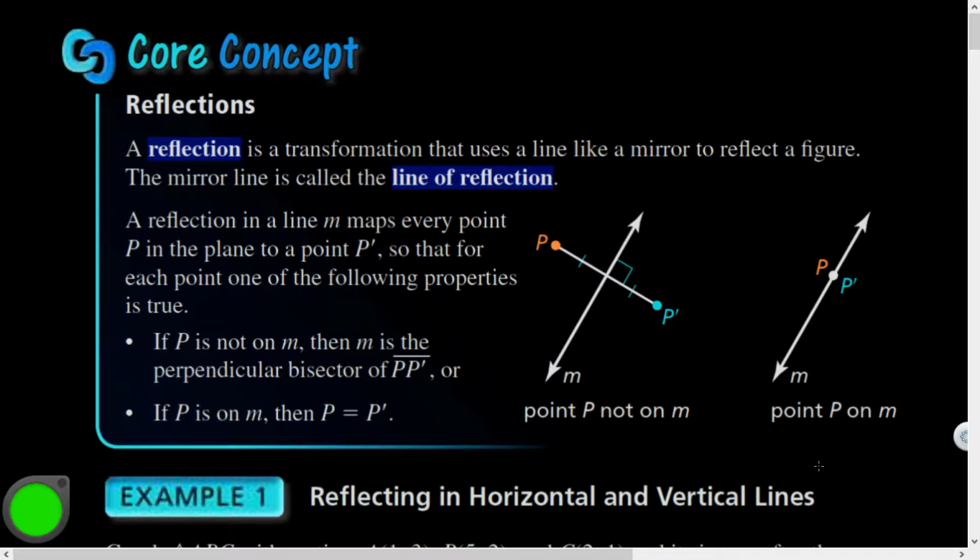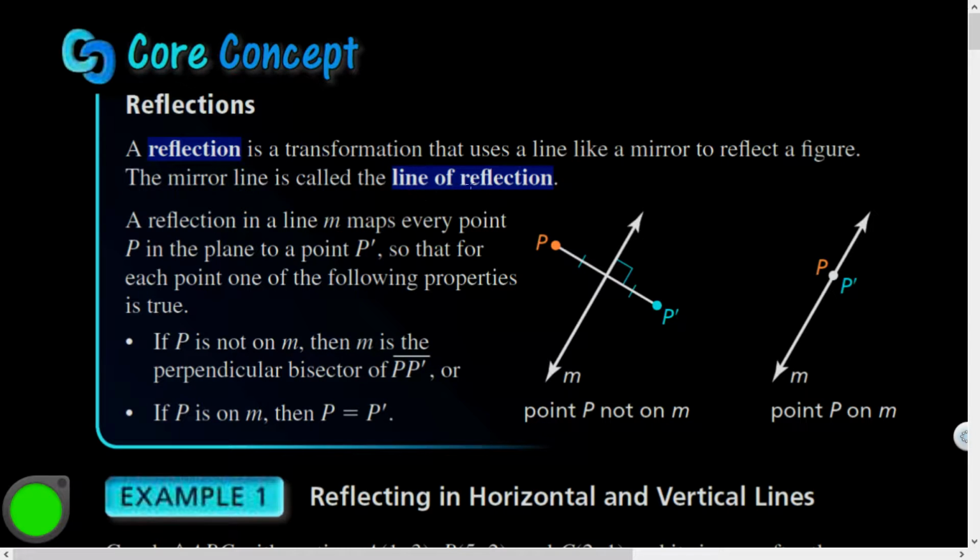Greetings and welcome. Today we're talking about a new type of transformation. Yesterday we talked about translations, which is when you shift an object up, down, left, right, diagonal. And today we're going to talk about reflections. A reflection is a transformation that uses a line like a mirror to reflect a figure.